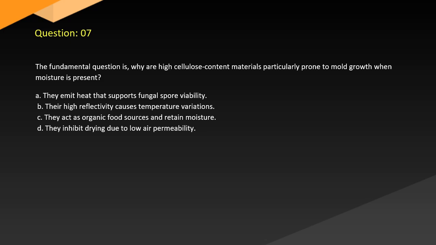Question 7. The fundamental question is, why are high cellulose content materials particularly prone to mold growth when moisture is present? A. They emit heat that supports fungal spore viability. B. Their high reflectivity causes temperature variations. C. They act as organic food sources and retain moisture. D. They inhibit drying due to low air permeability.